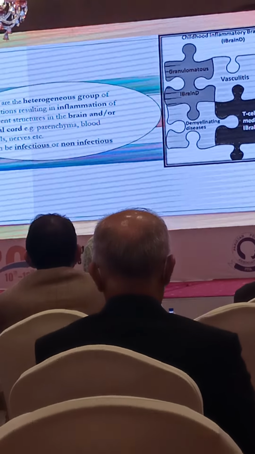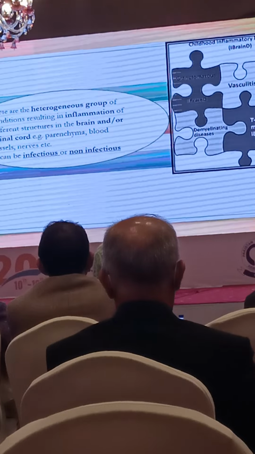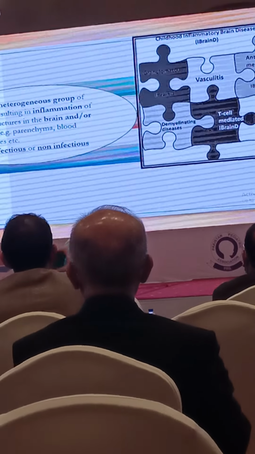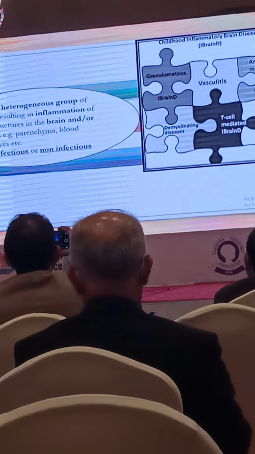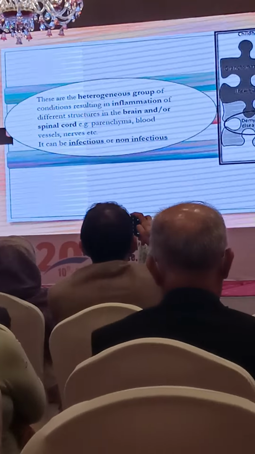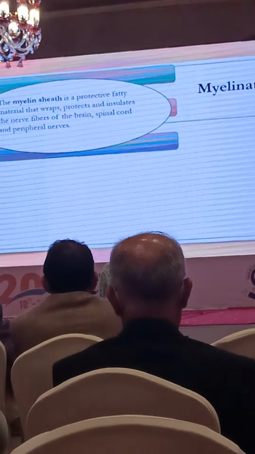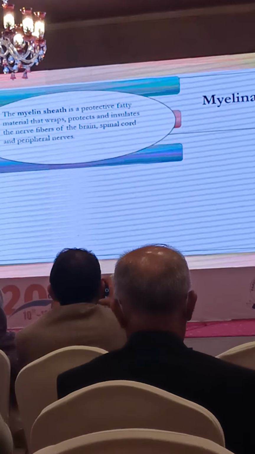There is a big group of disorders in children that are collectively called inflammatory brain diseases. This is a very huge group, containing a number of disorders, and demyelinating disorder is one of them. Before we start, let's review our knowledge of anatomy about myelination.